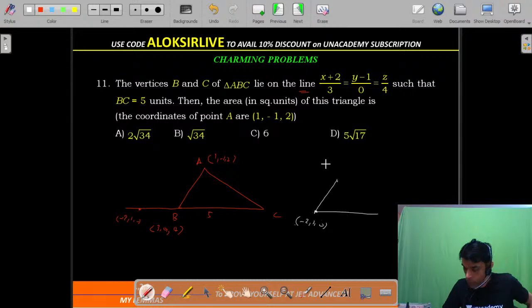This is (1, -1, 2). These are the points, (1, -1, 2). Now what I will do is find this perpendicular. For that I can find the projection first. This direction I know, this direction is (3, 0, 4), and one perpendicular.